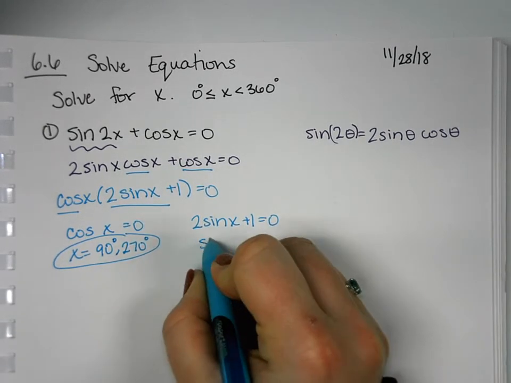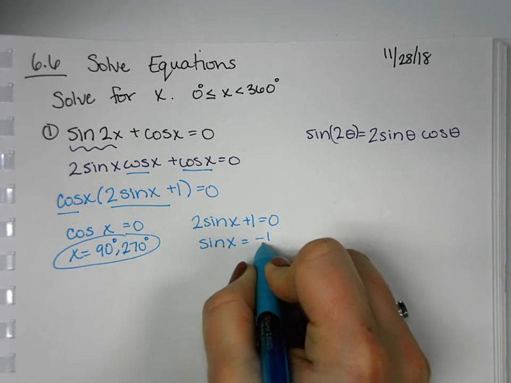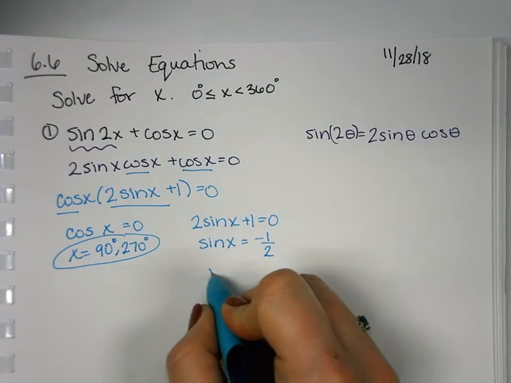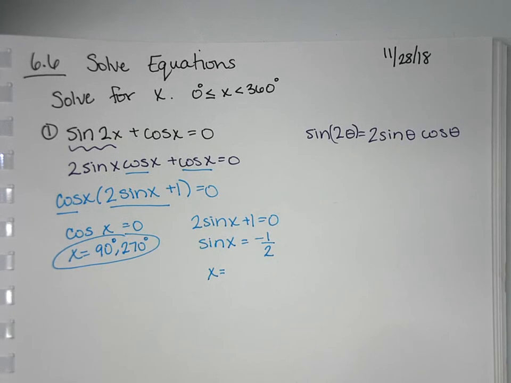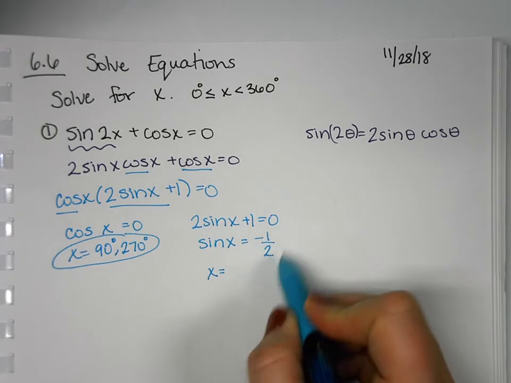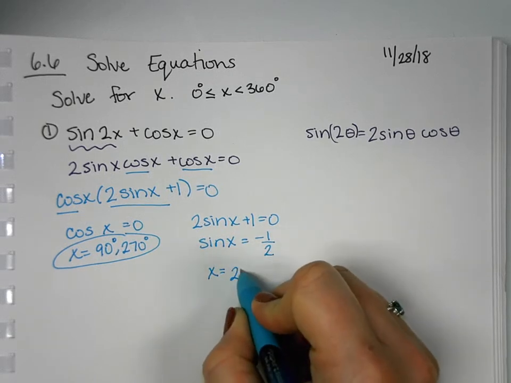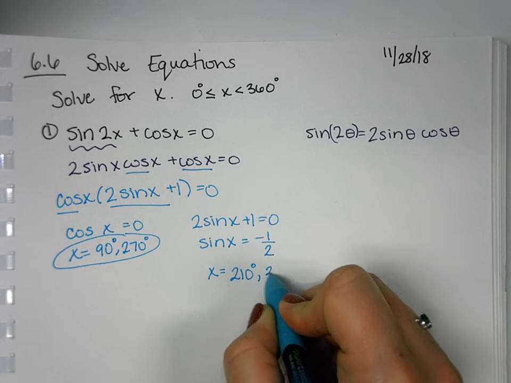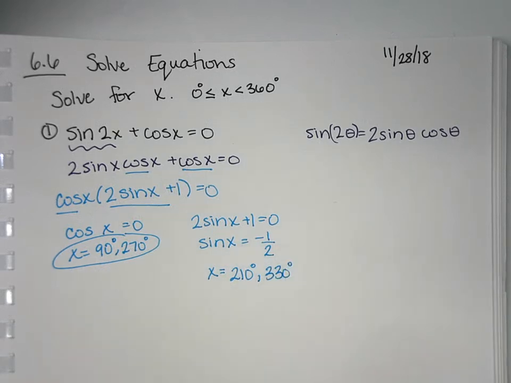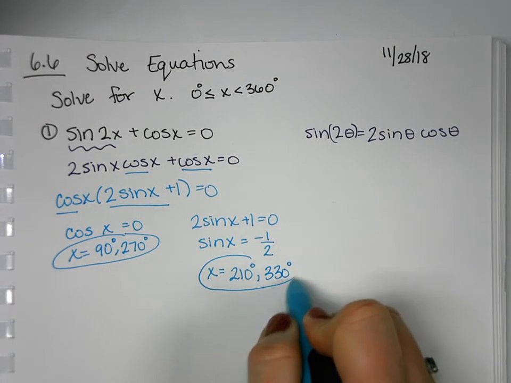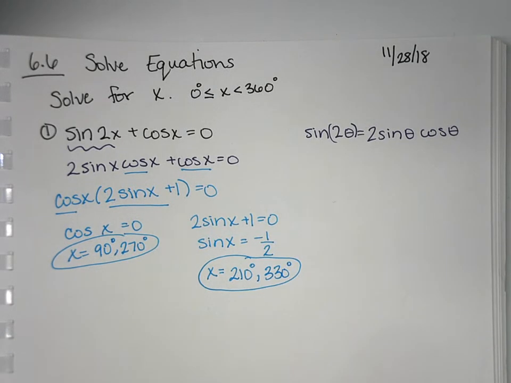Over here we have to do a little solving for sine x, which is negative 1 divided by 2. So we ask ourselves the same question. What angles, when we go to our unit circle, when we take the sine of it, give us -1/2? So when we go back to our unit circle, it would be the 30-degree reference angle, which would be 210 for quadrant 3 and 330 for quadrant 4. So together, all four of these would be our solution.